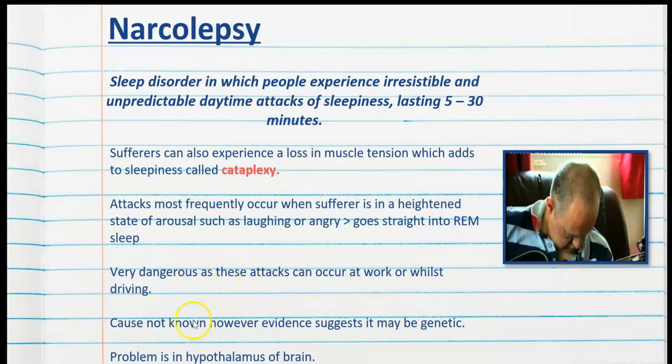The cause of narcolepsy is not 100% known. There is evidence to suggest that it may be genetic. It can also be brought on by a severe head injury. We do know, however, that the problem is in the hypothalamus of the brain. So there's some issue with the suprachiasmatic nucleus and the hypothalamus not functioning properly. And obviously there's a biological overwhelming need to go straight into REM sleep, which is not characteristic of a typical sleep cycle.